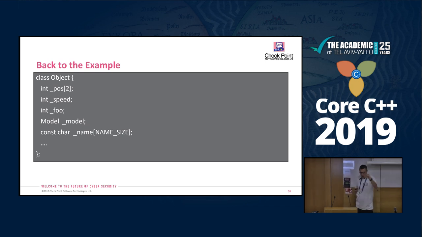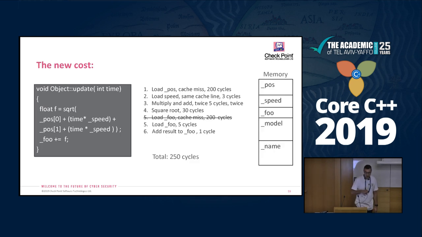So if we just move foo to just below speed, it's now on the same cache line. So when we want to load it, we won't have a cache miss. If we analyze the new cost, it's all exactly the same. We just don't need the cache miss. So we're down to 250 cycles.